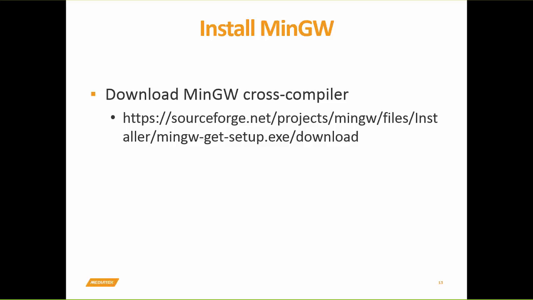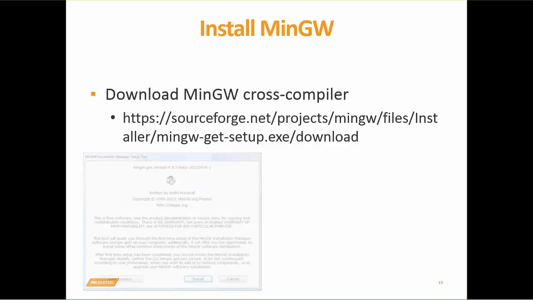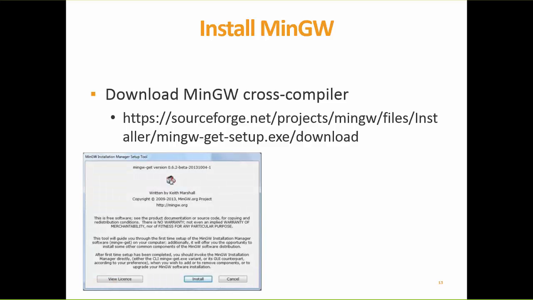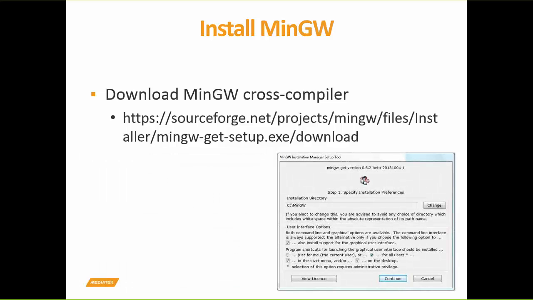You need to know where it is so we can find it later, because first we need to install something else. So we install MinGW, which is a cross compiler. You can find it on the following link. You download that one and start the installation process. You'll see a lovely screen like this one. You click install. There's another one where you have to choose the path, so you just click continue.